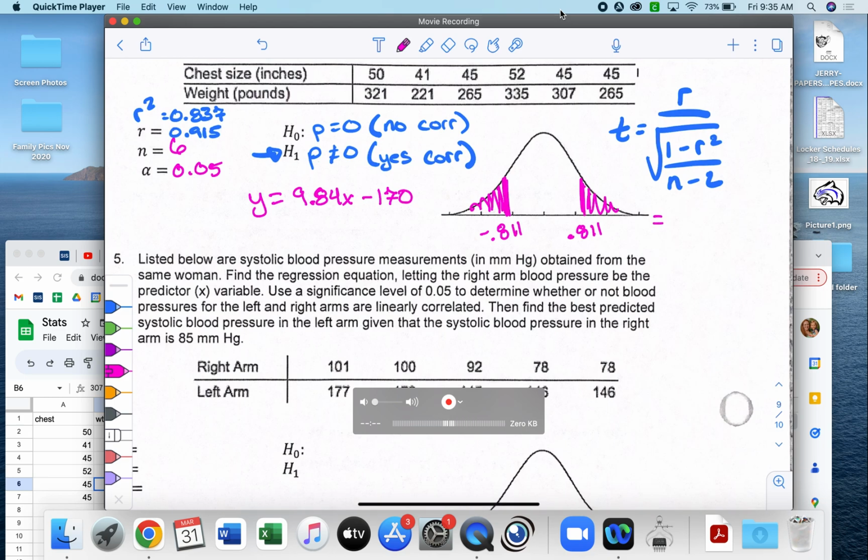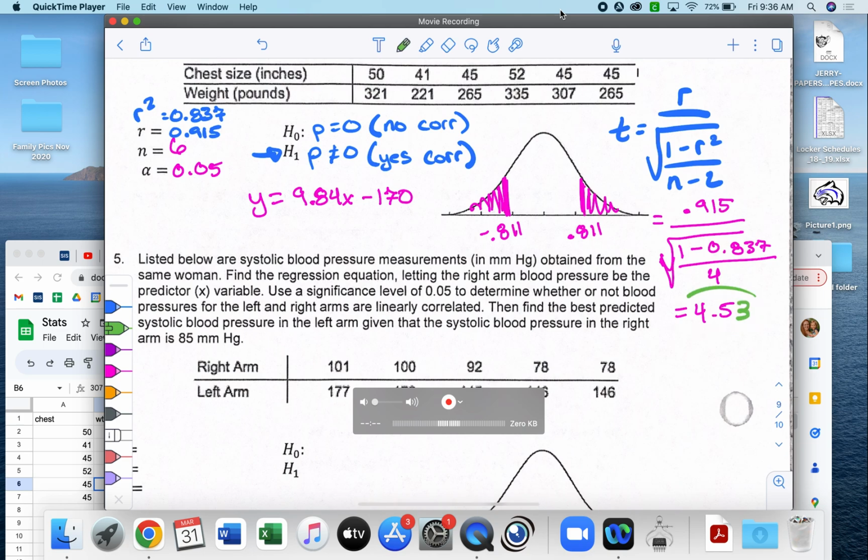T equals R, which is 0.915, over the square root of 1 minus r squared, which we already know is 0.837, over n minus 2, which is 4. That gives 4.56 for that whole thing. Let me check. It sounds about right. It's 4.53. Yeah. Okay, that still means he lives over here, which means we cross off the top and we circle the bottom, which means yes, there is a correlation between the two, which we said, right?